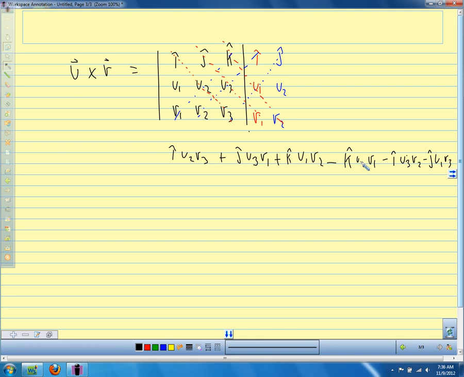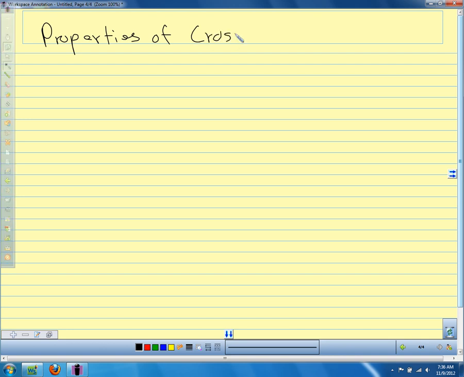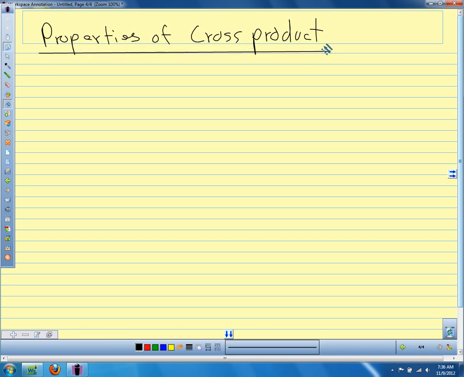So this next part is kind of dry. It's just a lot of properties. I want to list out the properties of the cross product. The cross product behaves a little differently than the dot product. And we'll use these properties throughout the rest of the year to come up with some other conclusions when we're working with vectors.